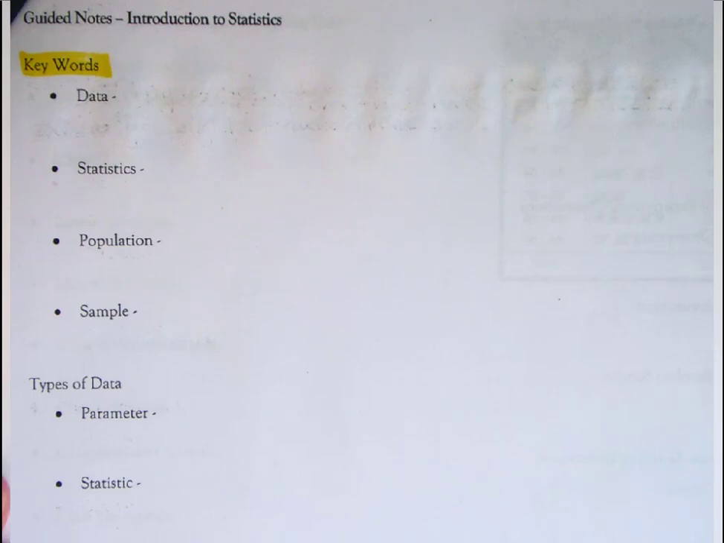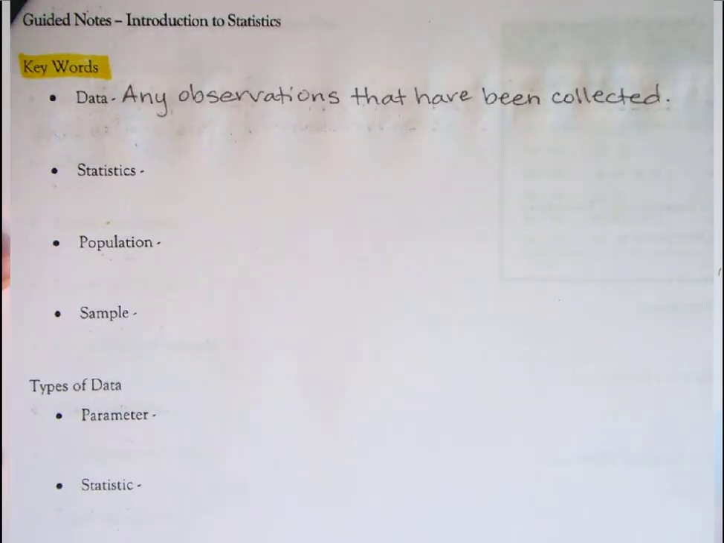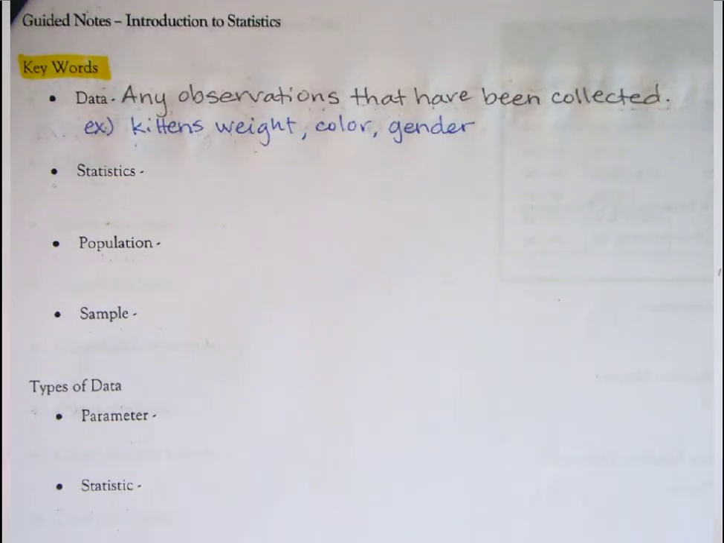Below are some key words and terms we use throughout the study of statistics. The first is data. This refers to any observations that have been collected. For example, when kittens come into the animal shelter, we check their weight, the color, the gender. These are all observations and data that we collect.